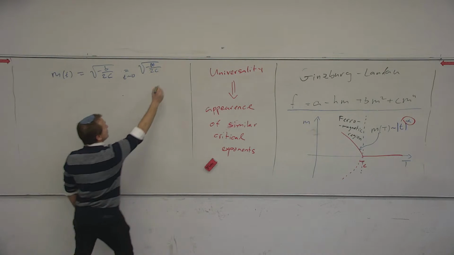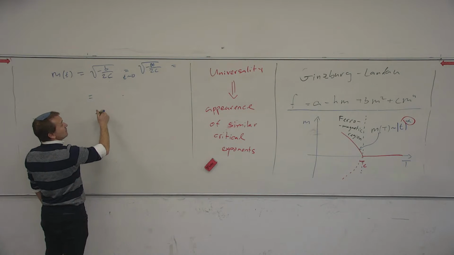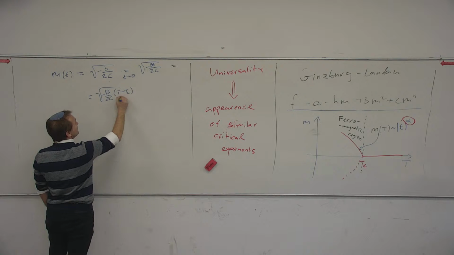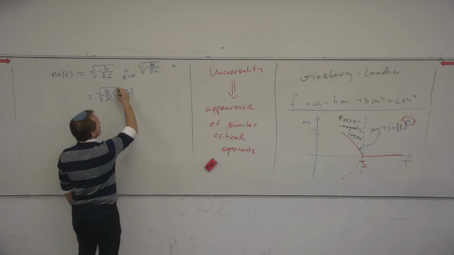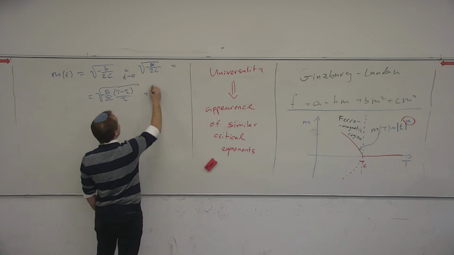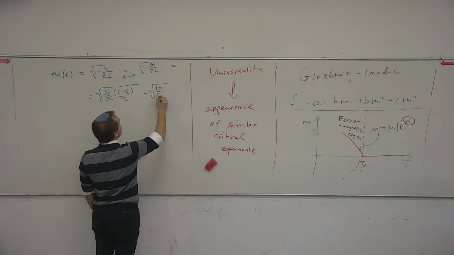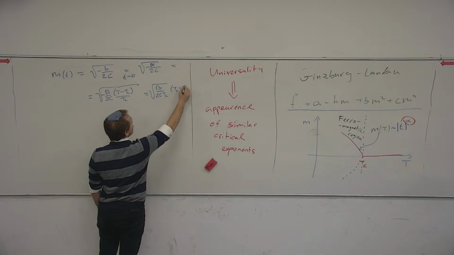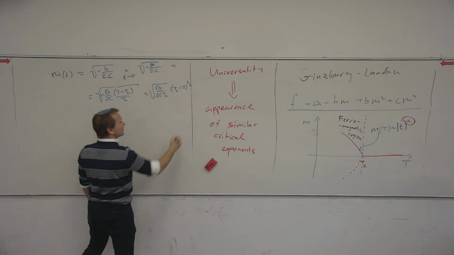Okay? So let's write down what T is, if I remember correctly. So this is minus B divided by 2C, and here we have T minus TC divided by TC. So I can write it as a square root of B divided by 2C TC, and here I have TC minus T to the 1/2.